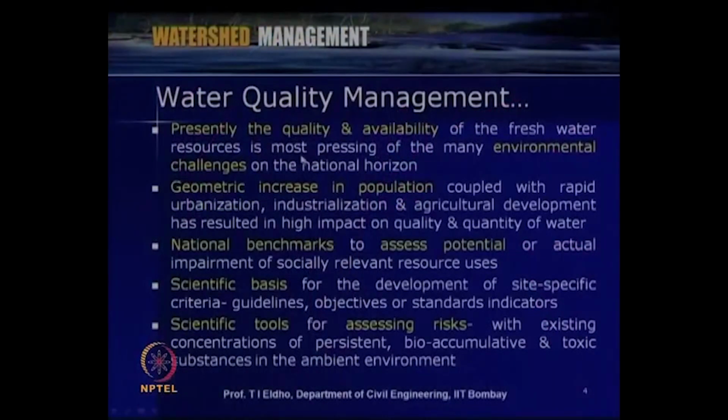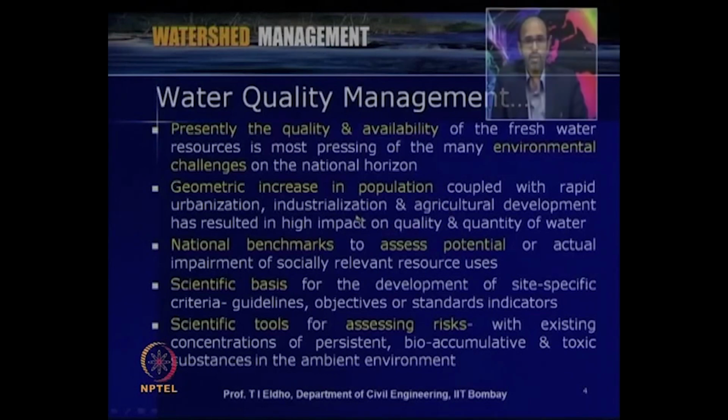Presently, the quality and availability of fresh water resources is the most pressing of the many environmental challenges, for example at national horizons. If you consider India or any other country, the availability as well as the quality of the fresh water we are getting is the main issue. Now, as the population is increasing, a geometric increase in population coupled with rapid urbanization, industrialization and agriculture development, this has resulted in a high impact on the quality and quantity of water.